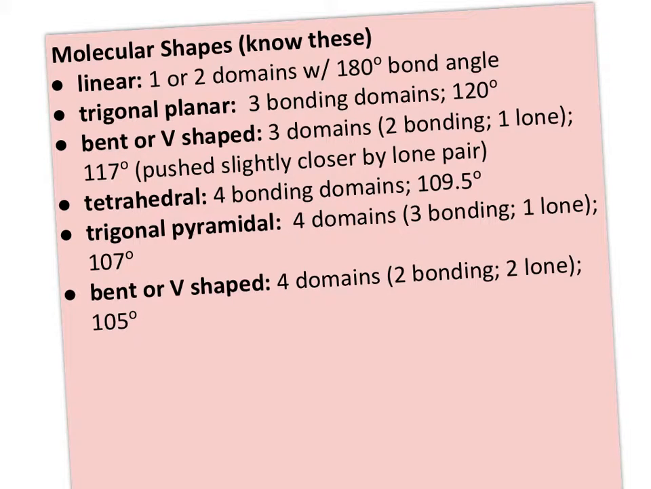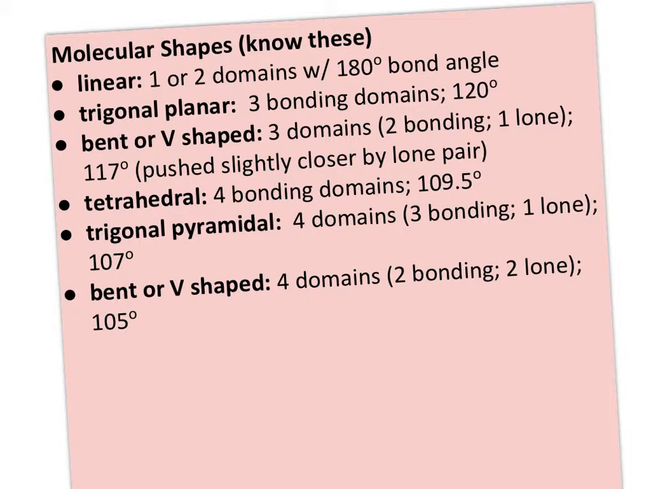Similar to that is bent, or V-shaped, which is when you have three domains, but one of those is a lone pair and two are bonding pairs. That lone pair is going to push the two bonding pairs slightly closer, to 117 degrees. And instead of seeing a slightly asymmetrical trigonal planar, we see it as a bent or V-shape because we don't see that third domain. We don't see that lone pair up there.